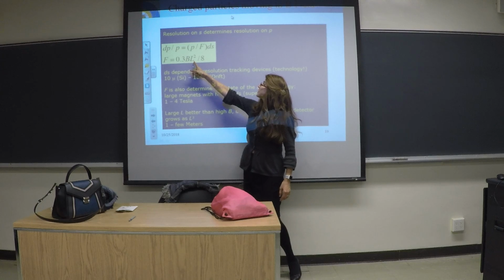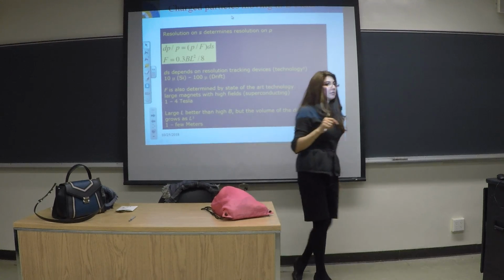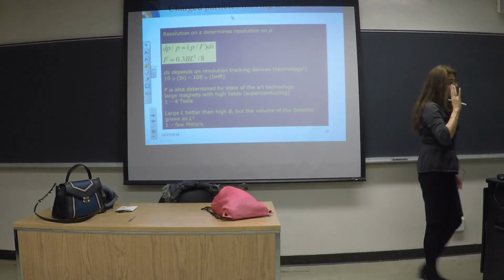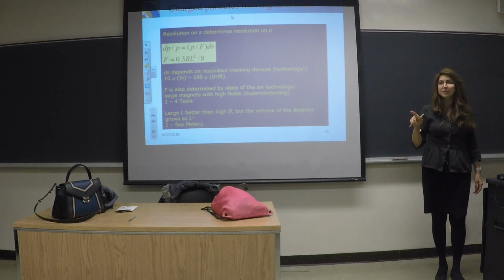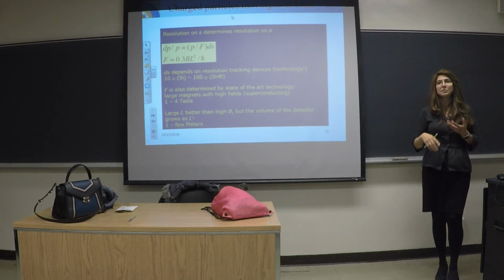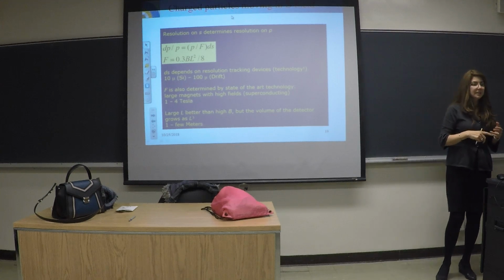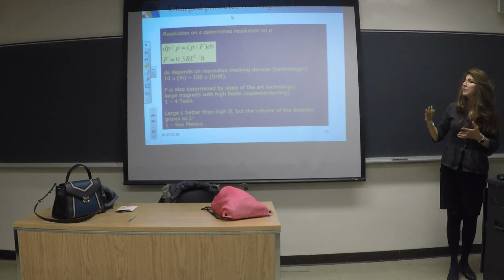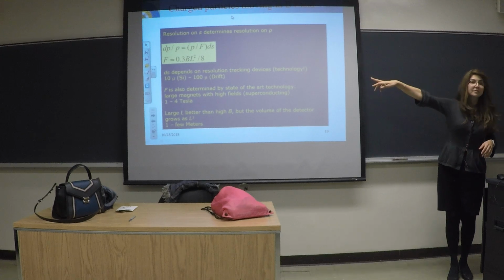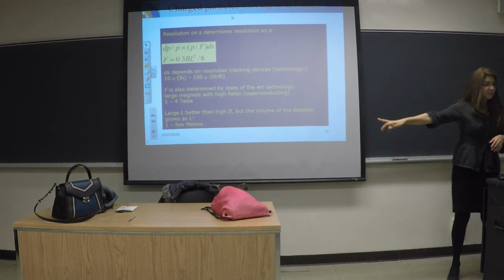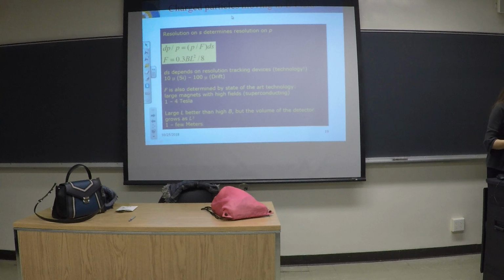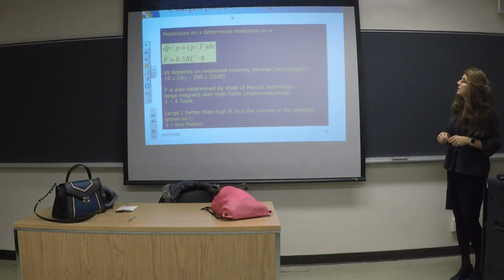The other collaboration decided we will use the standard superconducting magnet, but we will take a very big magnet, so L will be big. The advantage of using a big L is that it goes like L squared, which is good. Larger L is better than higher B, but the volume of the detector goes like L cubed. So that means the money as well. That costs a lot more.